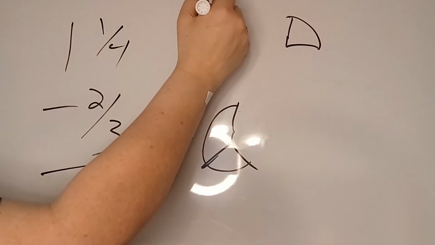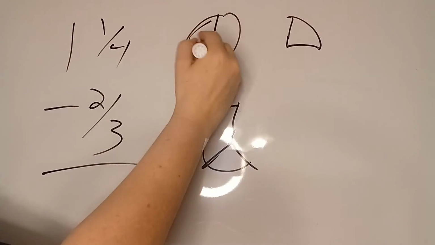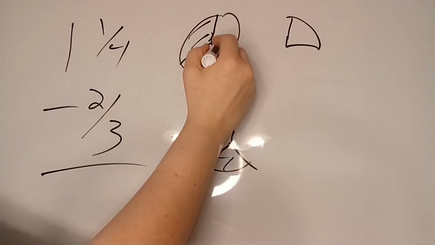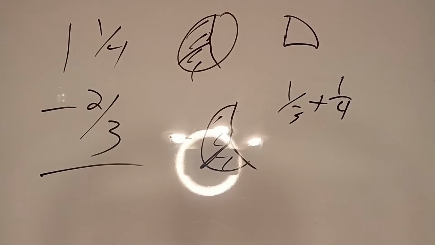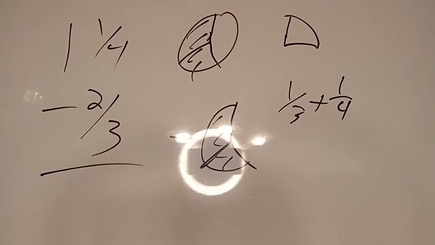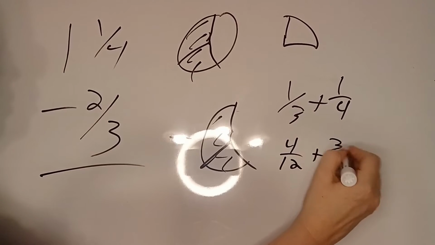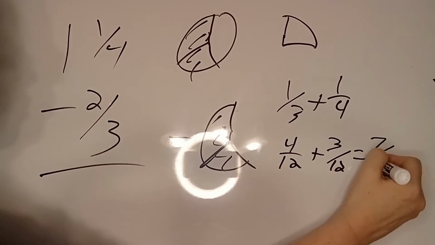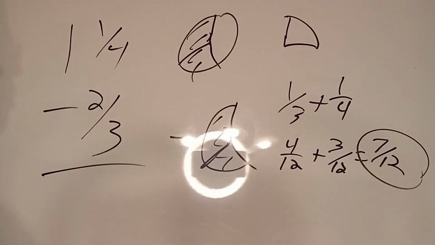So what we're going to do is we're going to take the 2/3 out of this one. And then we have to add 1/3 plus 1/4 to get the answer. Saves a lot of time with borrowing. So we got 4 12ths plus 3 12ths equals 7 12ths. There's our answer.